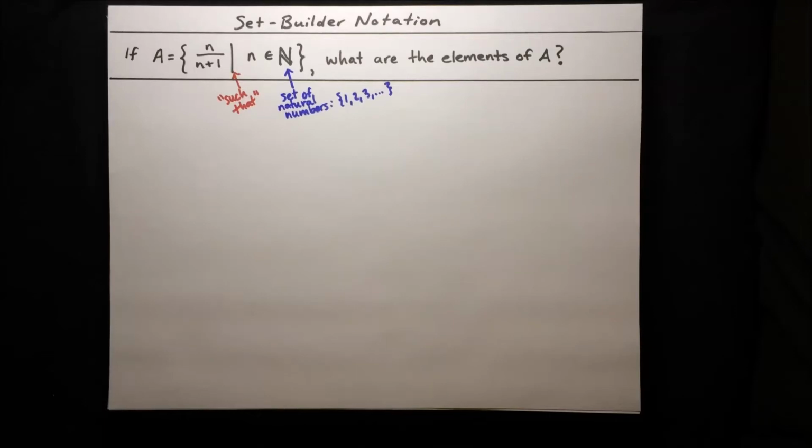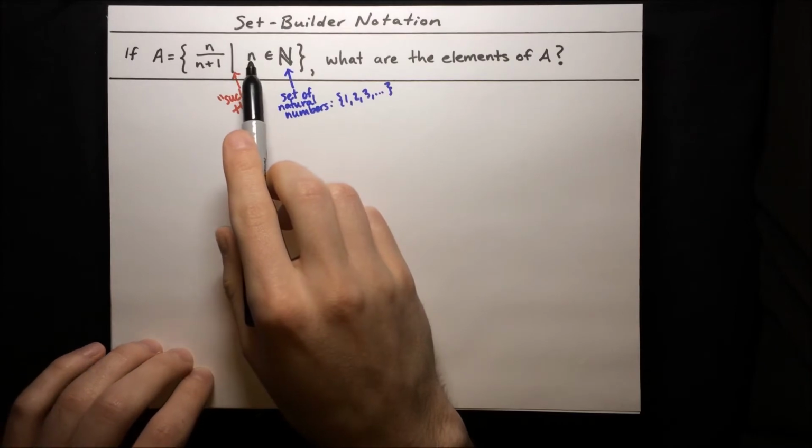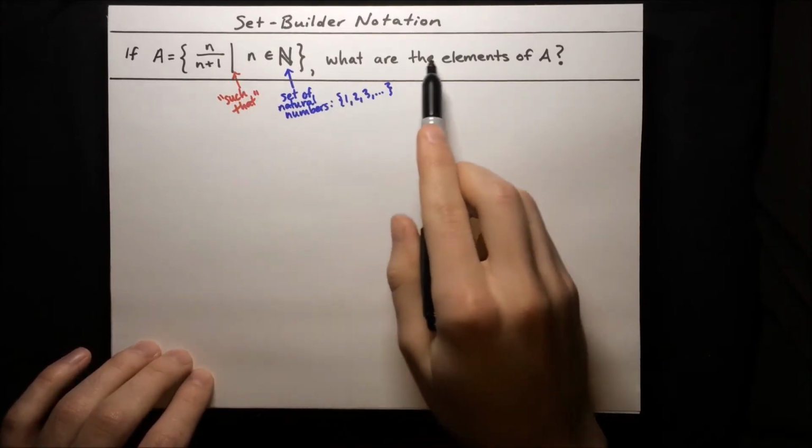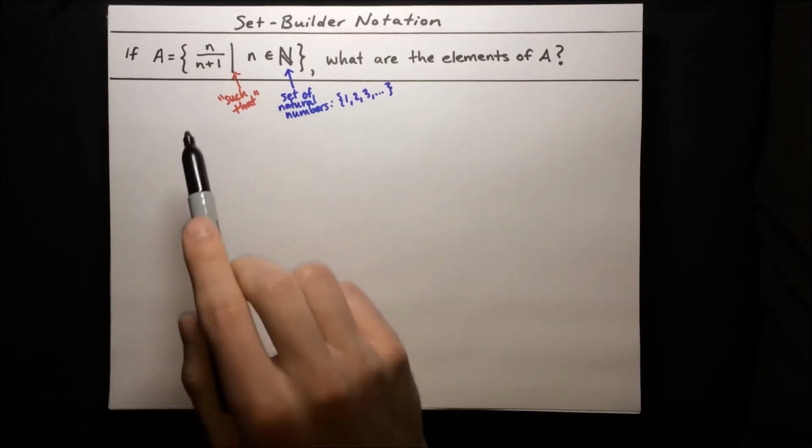In this video, I'm going to show you how to represent and evaluate sets using set builder notation. For example, here we've got a set A which is given using set builder notation, and we want to find out what are the elements of A. First, let's talk about how to read the set builder notation.